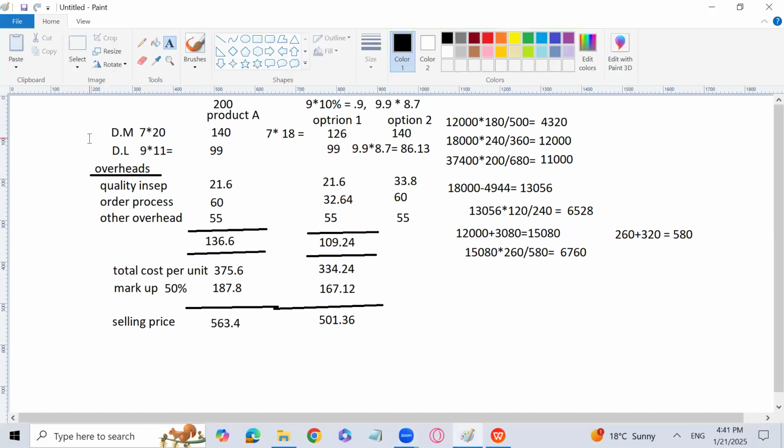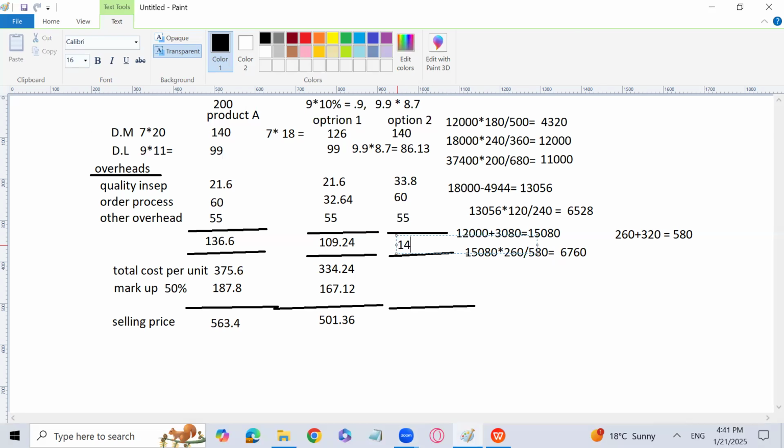Let's see the calculation. So let's go for the total now for the overheads, and then we will go for the selling price. So 33.8 plus 60 plus 55, how much it becomes? 148.8 plus 140 plus 86.13, 374.93. 50% will be the markup. 187.47, 562.4. So it clearly suggests that we should go for option 1.